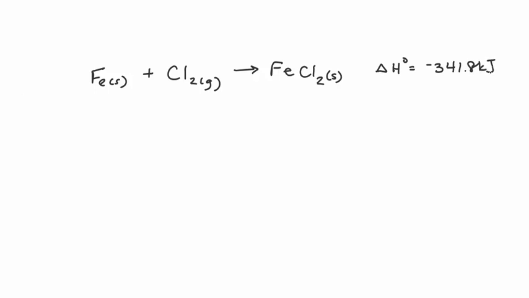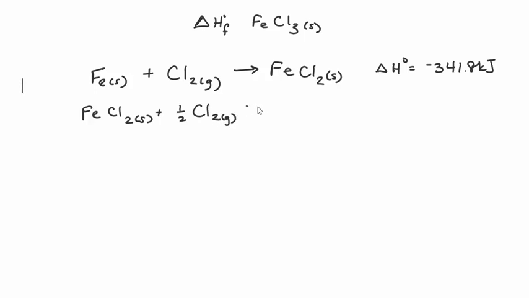So if I have these pieces, these equations here, what I'm looking for is the delta H of formation of iron(III) chloride. Let's make that a solid. And I am given these parts here. Iron(III) chloride, we see, is on the product side of this equation, and that's what we're looking for.